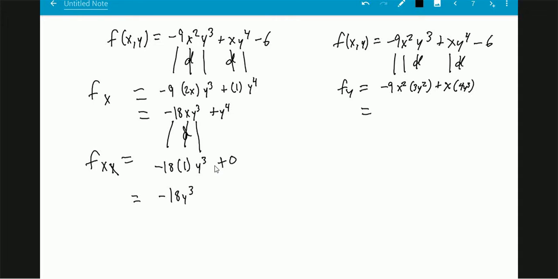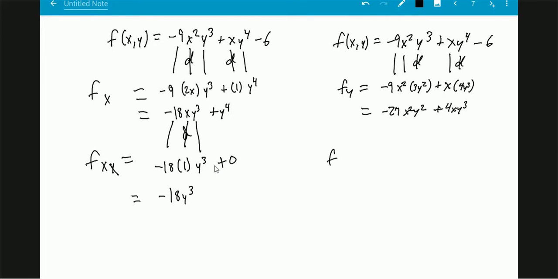Let's go ahead and multiply out. Negative 9 times 3 is negative 27, x squared, y squared. X times 4y cubed is 4xy cubed. Incidentally, it doesn't matter which order you write x's and y's. I've just always written them x, y in that order. That's just a preference thing. I mean, if you write 4y cubed x, that would be fine. Okay, so that's f sub y.